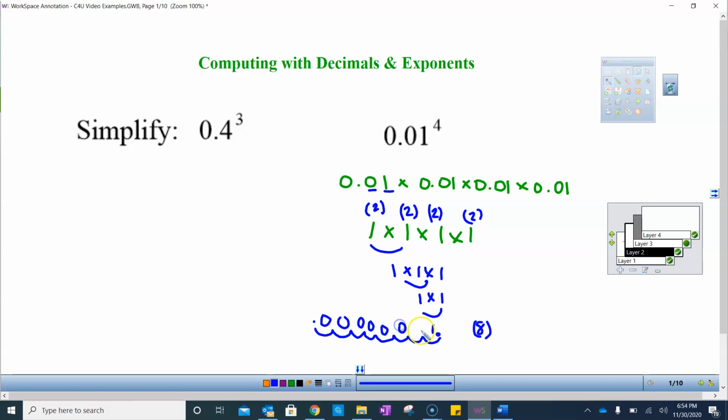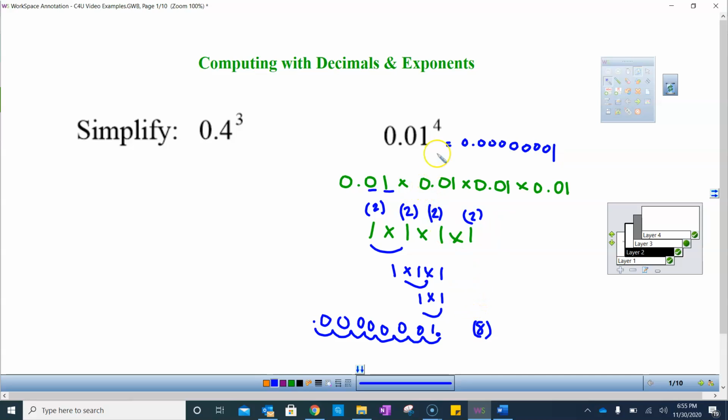I'm filling 7 holes with zeros and I have a 1 on the end. So my answer to this one is 0.1, 2, 3, 4, 5, 6, 7, and a 1 on the end. This is the millionths place, so this is the 100 millionths. 100 millionth. Teeny, teeny, tiny number.